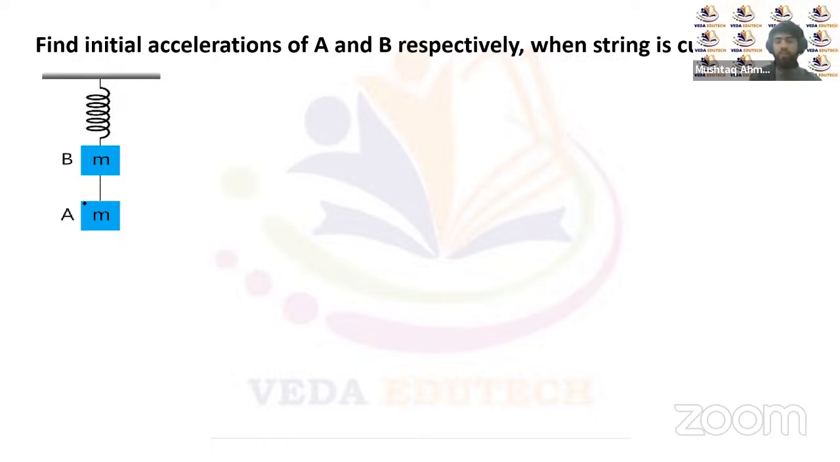Initially the system was in equilibrium. There was an equilibrium established for this system. Now suddenly we cut the string. Now let's see the situation before and after, what's going to happen. For the equilibrium of this mass block, the tension in the string should be equal to the weight of this mass block. So the tension in the string is equal to mg. You can write T is equal to mg.